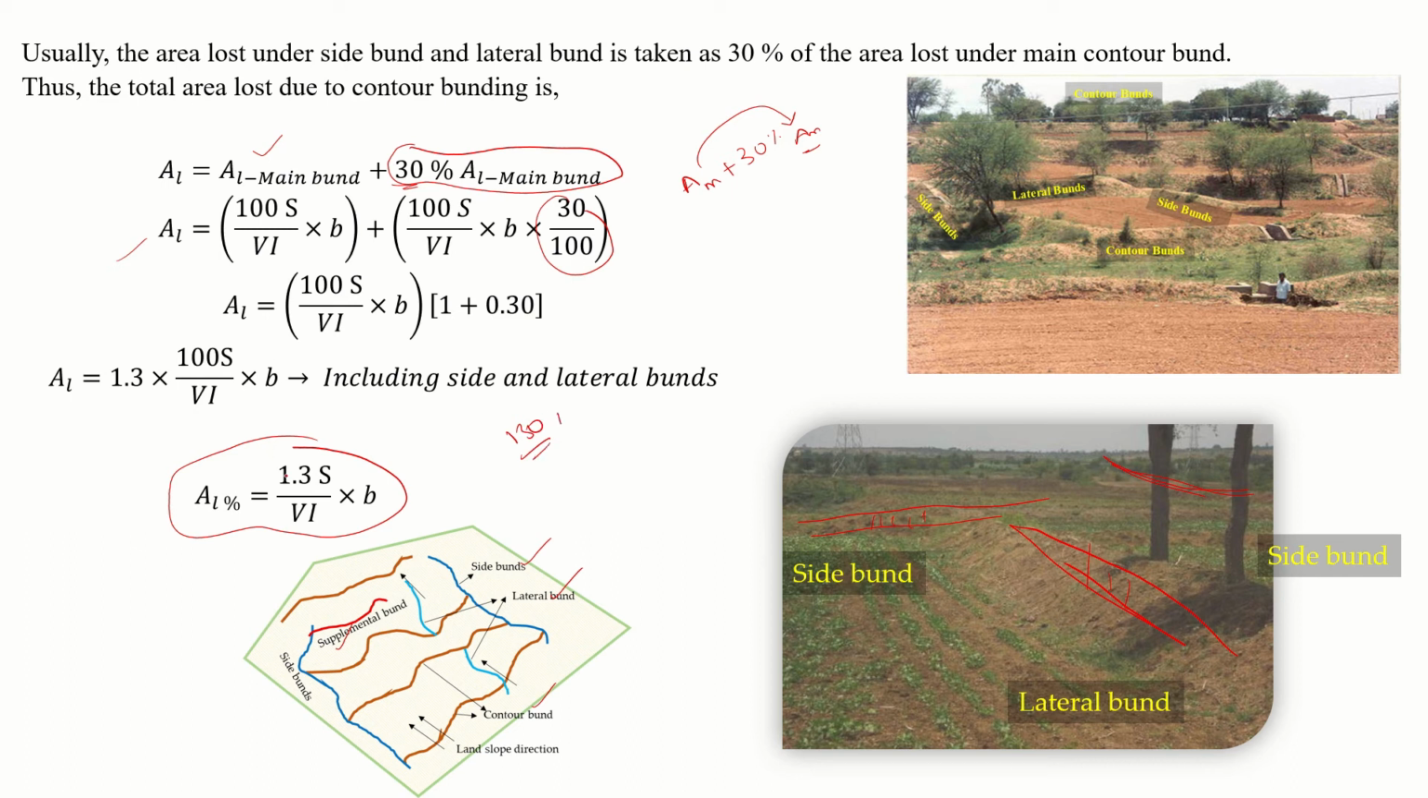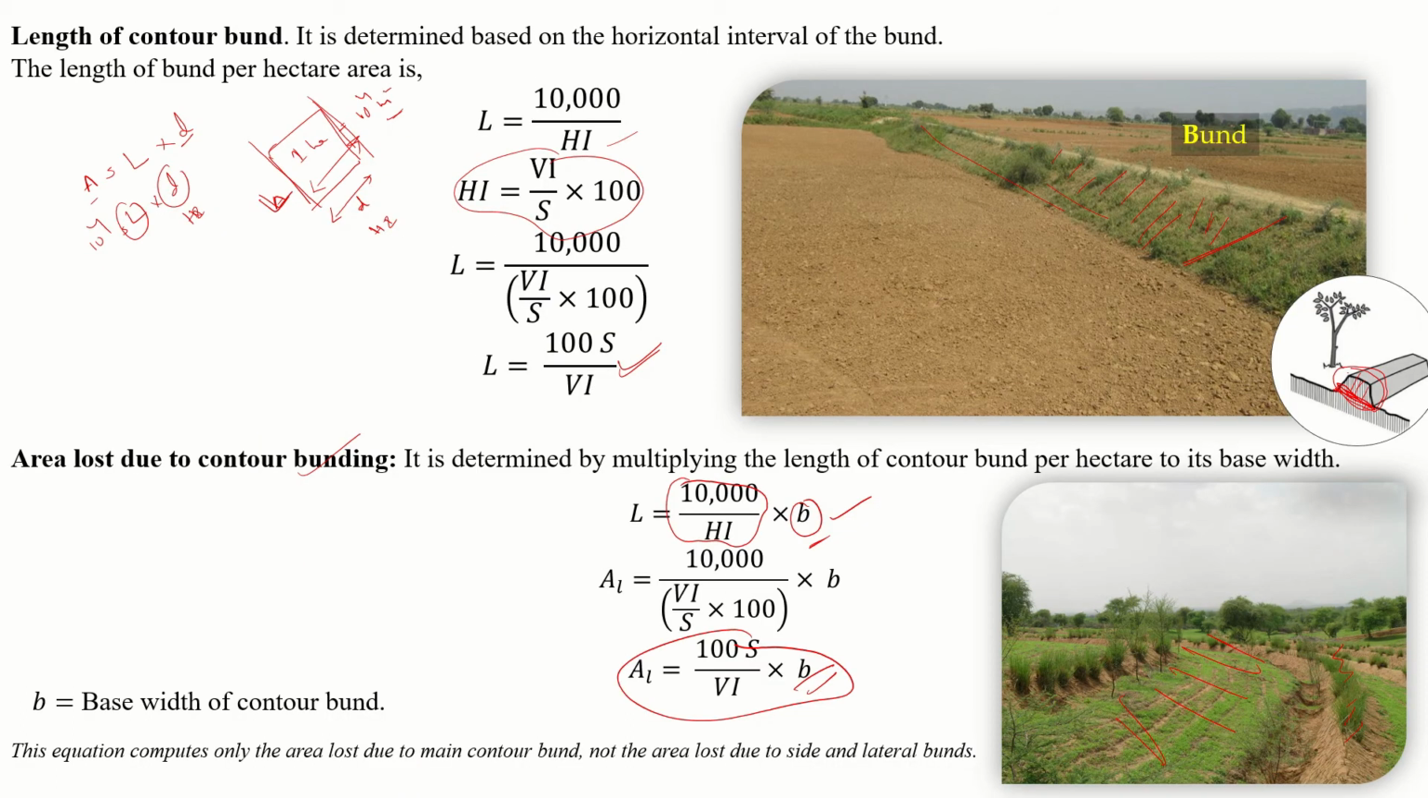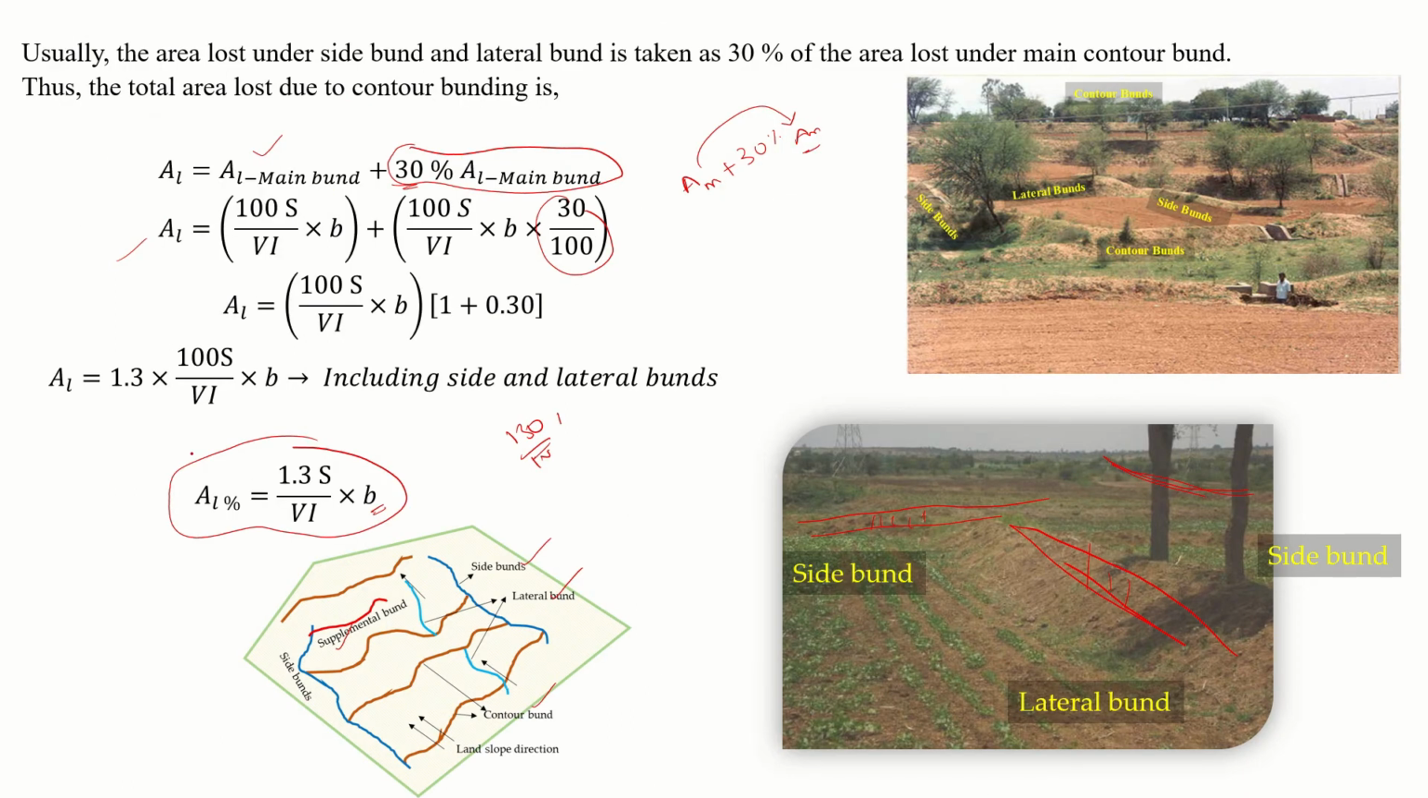that is 130%. In terms of slope, you divide by 100, so you get 1.3 into S by vertical interval into B. Simply 100 into S by vertical interval into B gives the area lost to only the main bund. If you find 1.3 into S by vertical interval into B, this means 30% excess, which is the area lost to the lateral bund plus side bund.